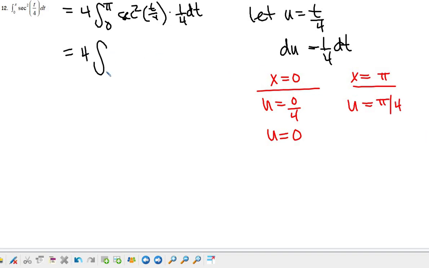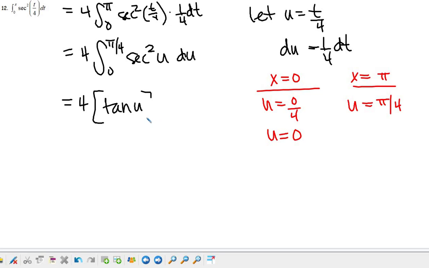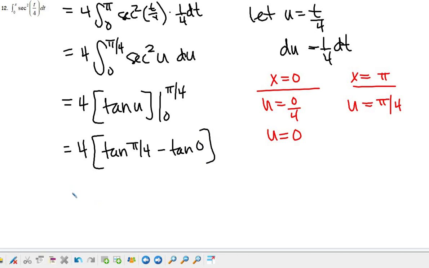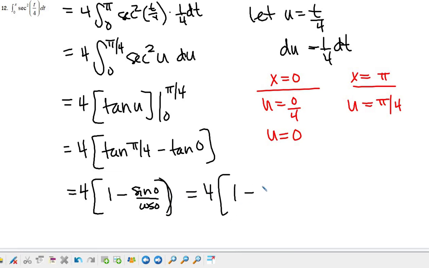Okay, so we have 4 times the integral from 0 to pi over 4 of secant squared u du. So we have 4 times the antiderivative of secant squared, which is tangent, evaluated from 0 to pi over 4. So we have 4 times tangent of pi over 4 minus tangent of 0. So remember, at pi over 4, which is your middle finger, cosine and sine have the same exact value, square root of 2 over 2. So anything over itself is 1. Tangent of 0 is equivalent to sine of 0 over cosine of 0. So you have 4 times 1 minus sine of 0 is 0. So 0 divided by 1 is 0. So you just get 4.